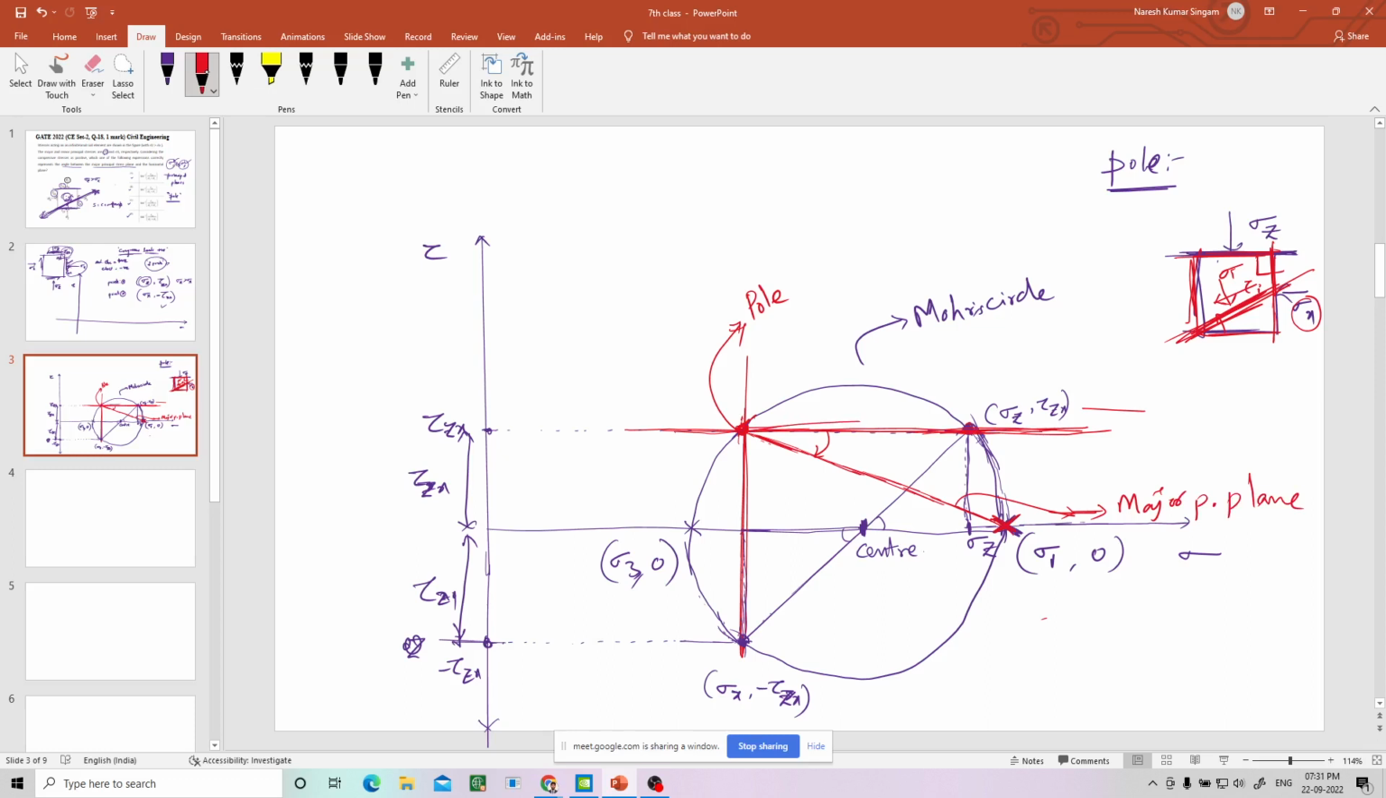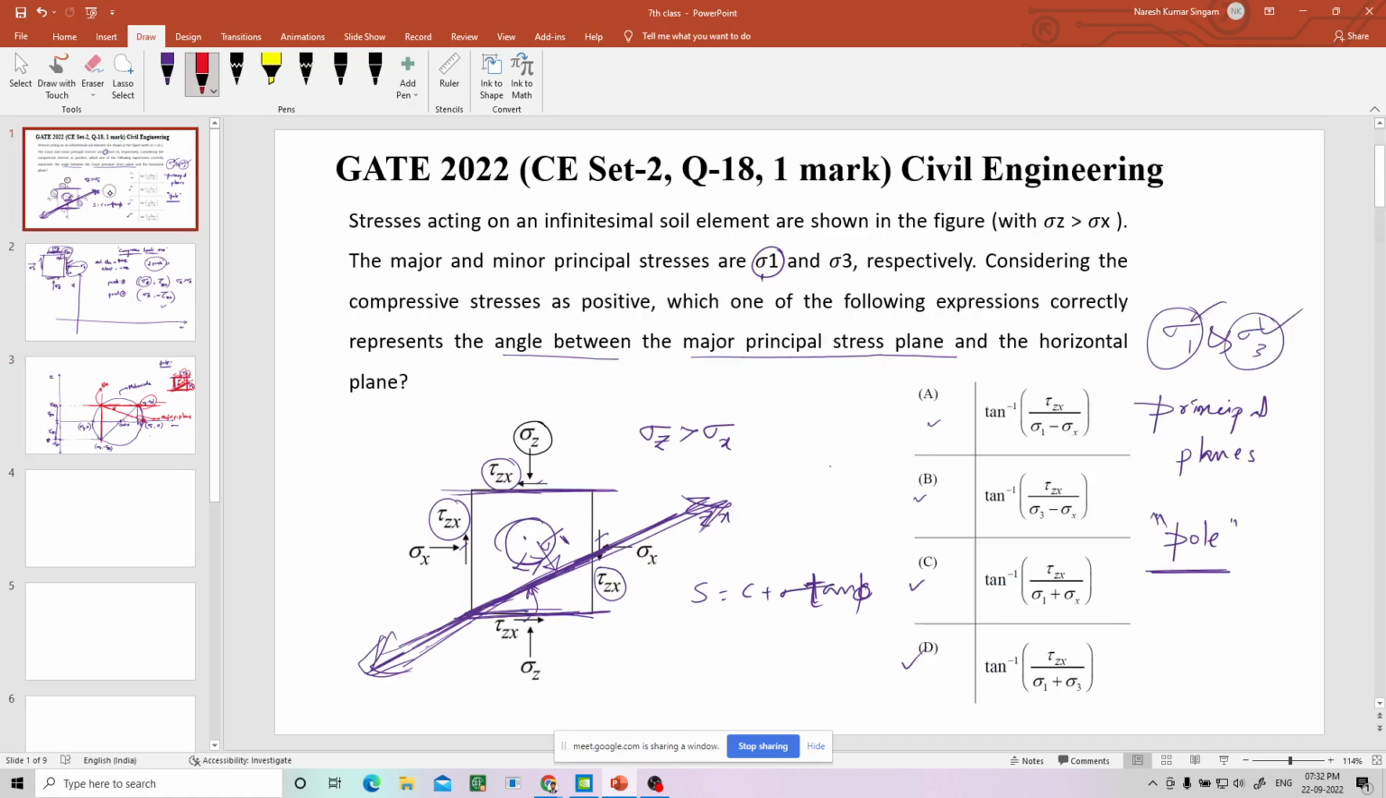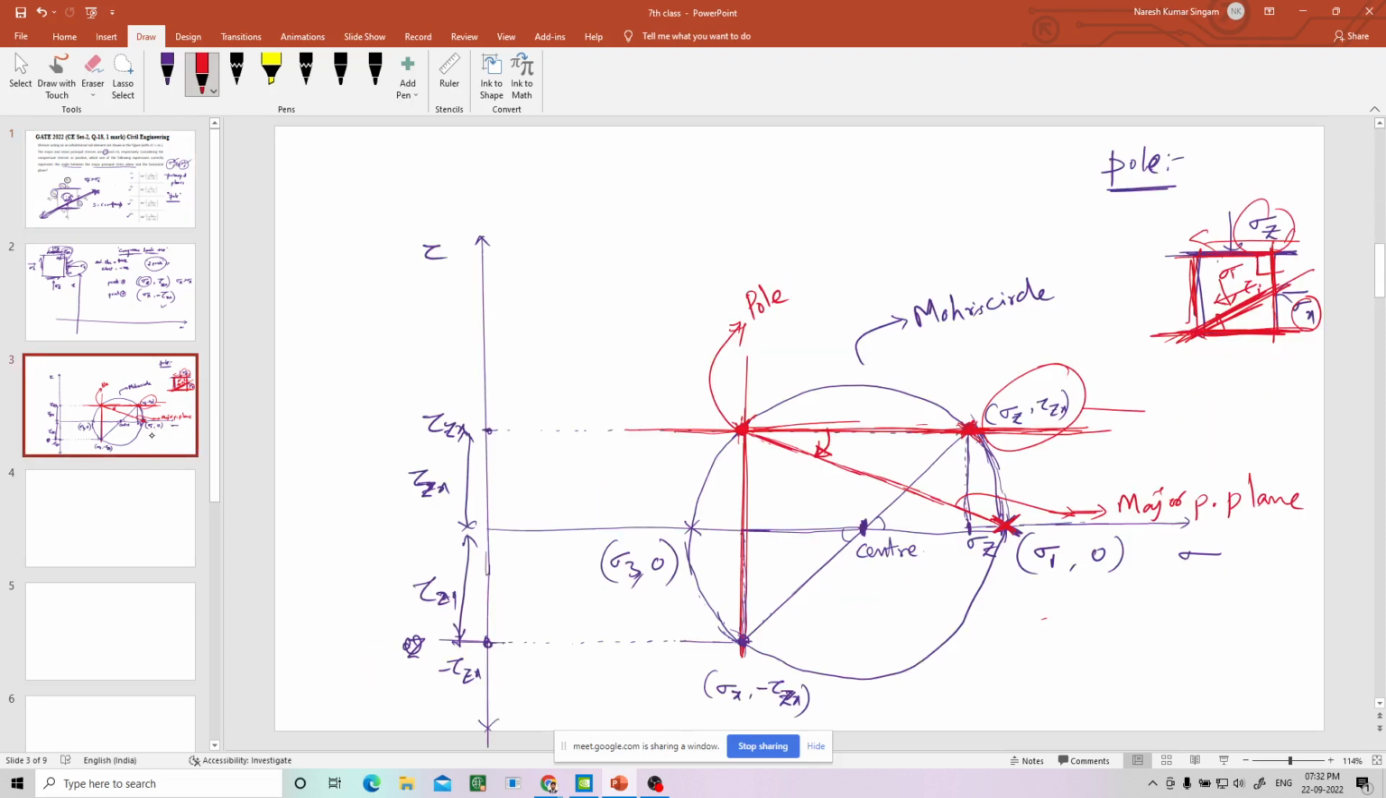Now in reverse, from the pole you have drawn a horizontal line and it connects sigma z and tau zx, because previously we drew a horizontal line from here. Now I will draw another horizontal line from here. Those two should coincide with each other, because wherever it touches the circle, it is touching here. So on the horizontal line at 0 degrees, on the horizontal plane, these are the stresses, right? Now if you can find this angle, then you can compare with the options which are given here. So how to find this angle? Let us draw this clearly.